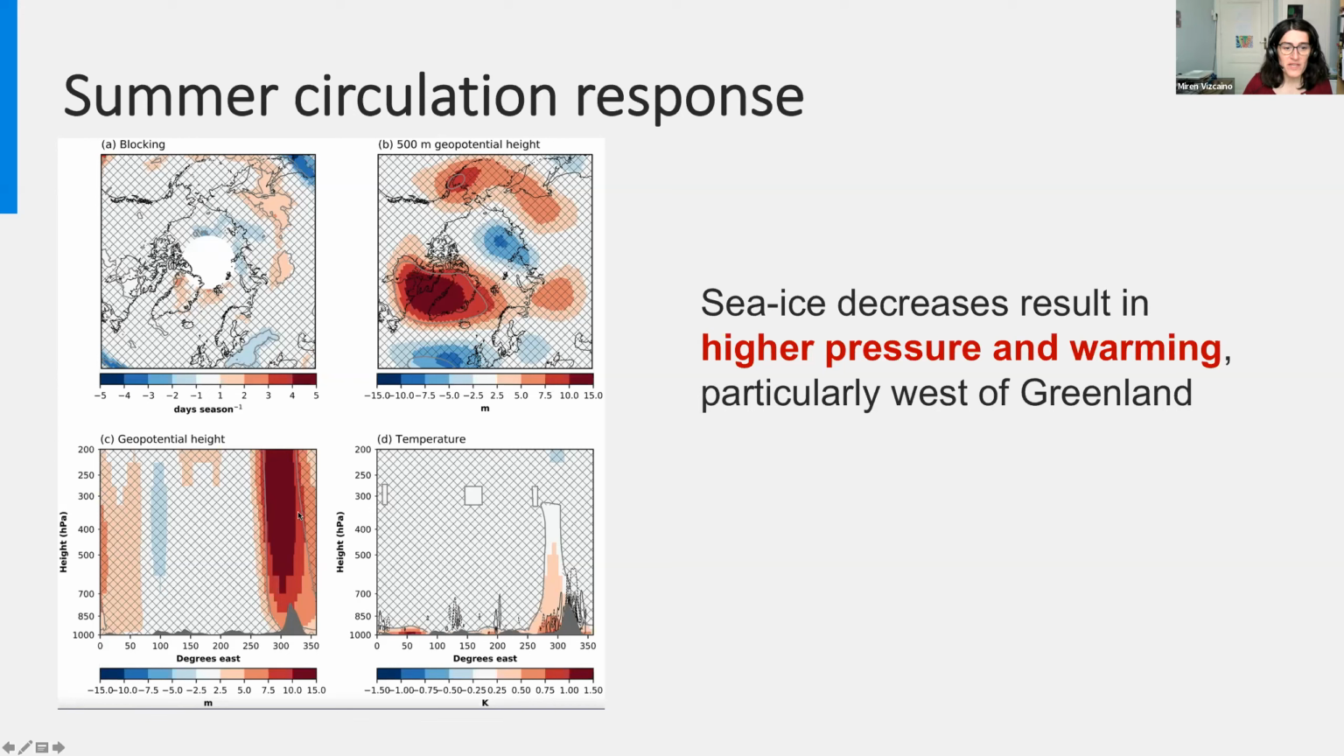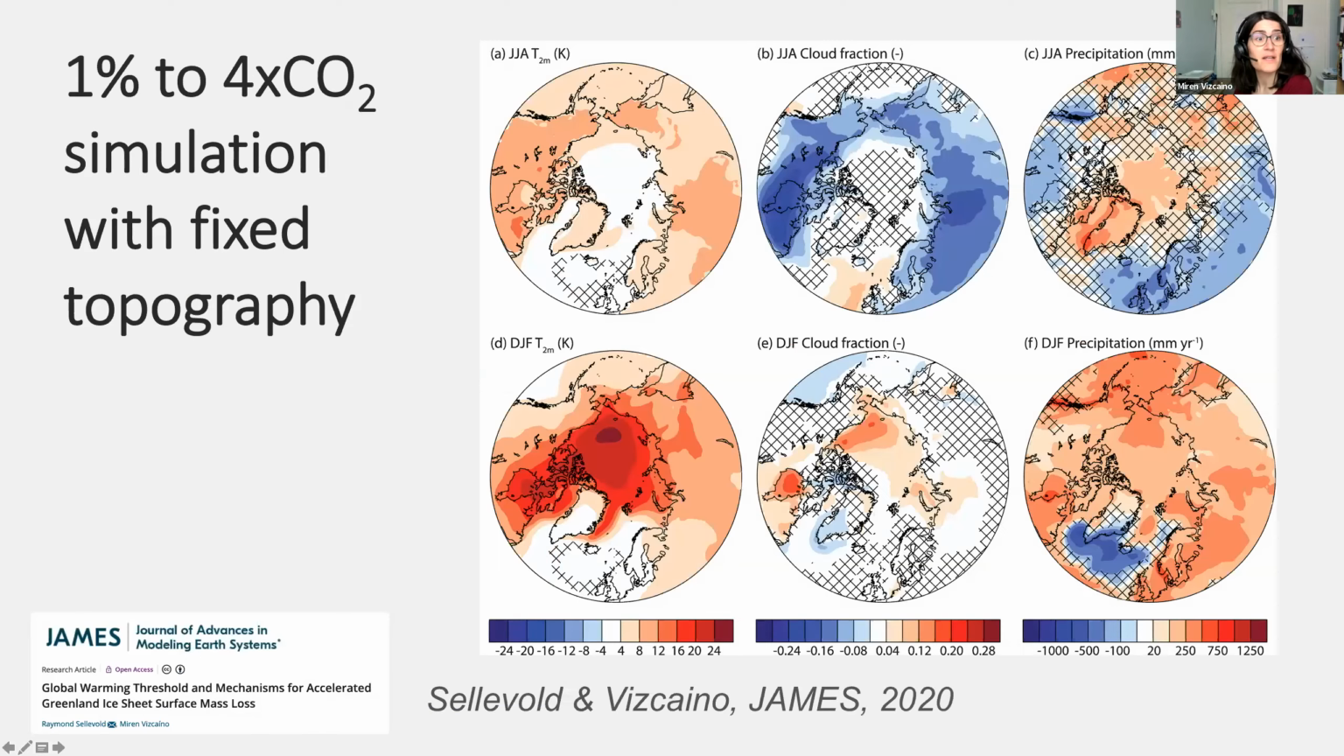increase in the geopotential height over Greenland, particularly in the western part of it, and the temperature change also is more concentrated, particularly in the western part of Greenland. So we have higher pressure with the sea ice decrease, more warming, and we have warming, sorry, because there is no greenhouse gas warming as forcing here.